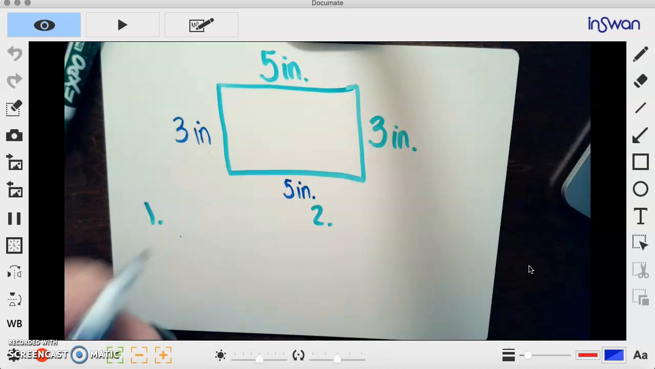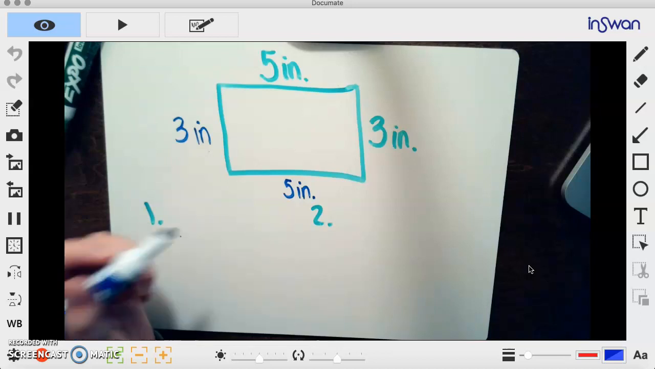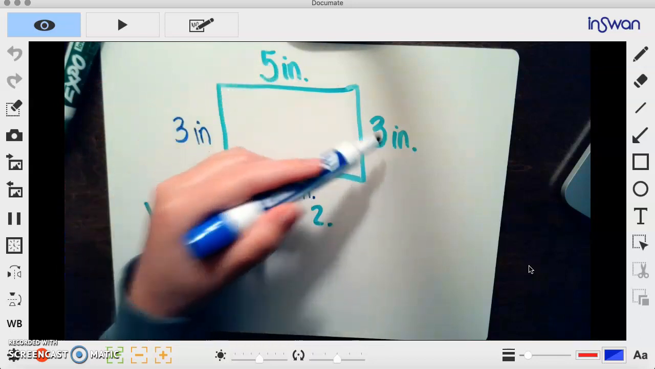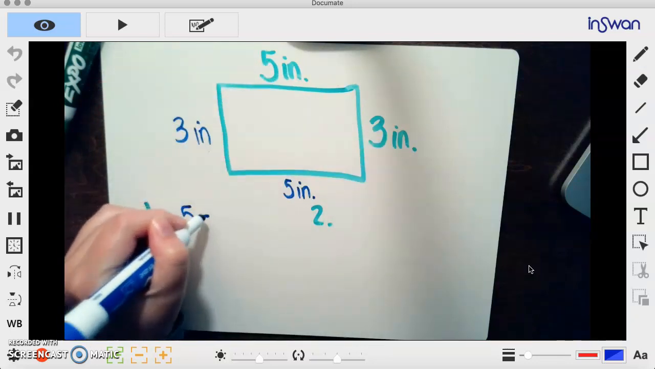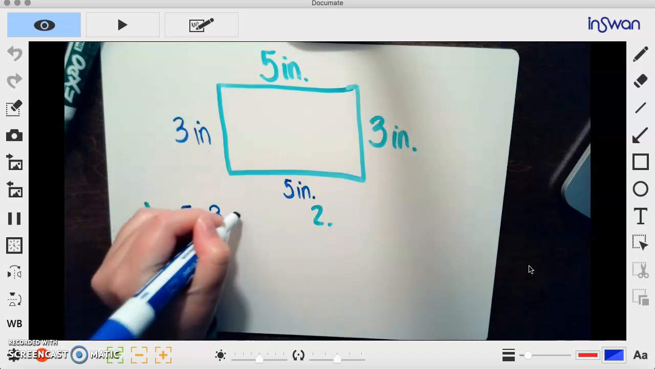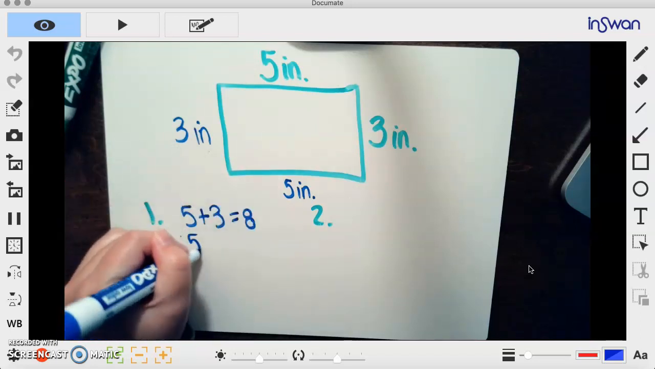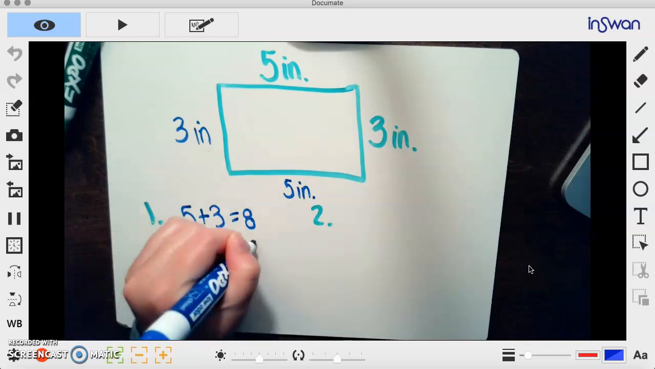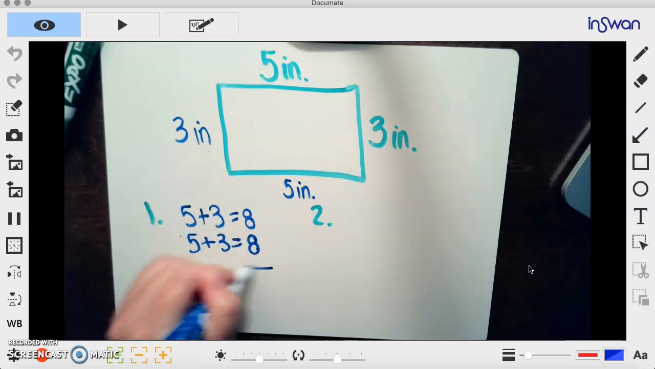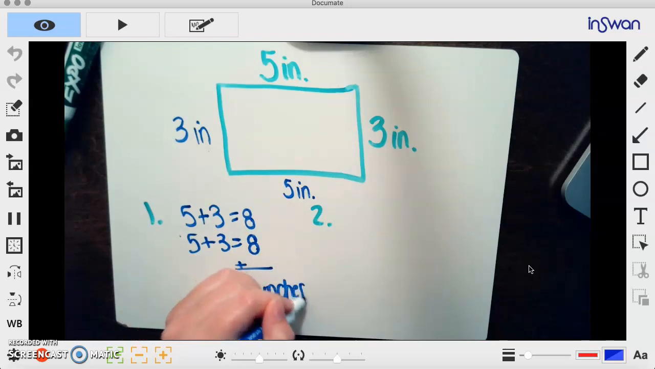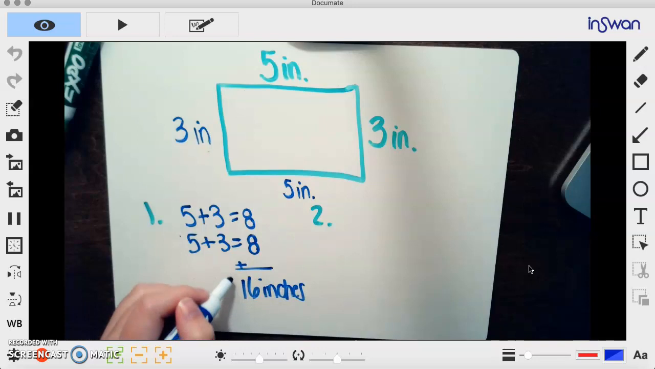So knowing that, I can say, all right, well, I have 5 plus 3, which gives me 8, and 5 plus 3 over here, which also gives me 8. 8 plus 8 gives me 16. So 16 inches is the perimeter of my rectangle.